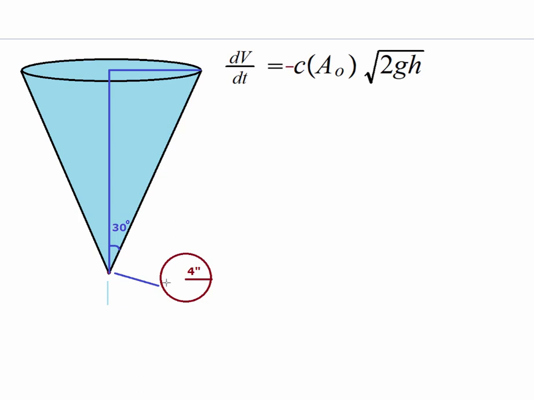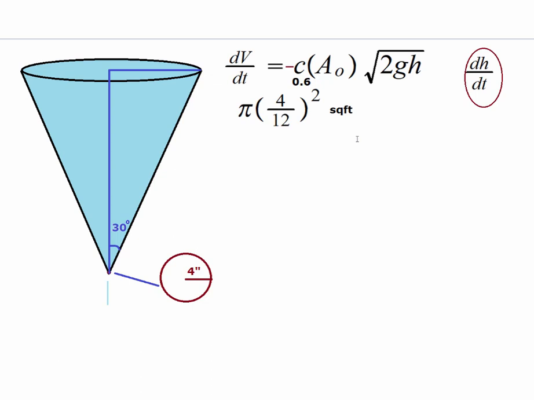And before I go ahead, your problem asks you to find an equation in dh/dt. So we have to set up a differential equation in dh/dt. All right, so first let's settle this value, A0, or area of the opening. That will be pi times (4/12) squared, I changed inches to feet, square feet. And this quantity C is given to be 0.6 in your problem, right?